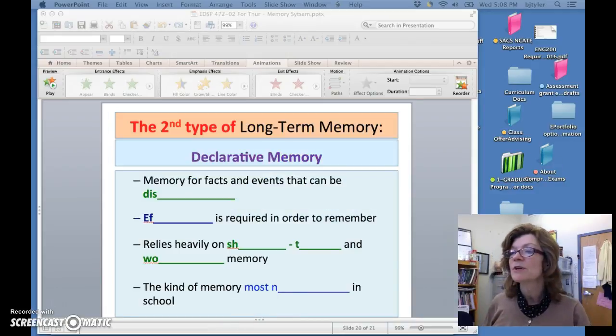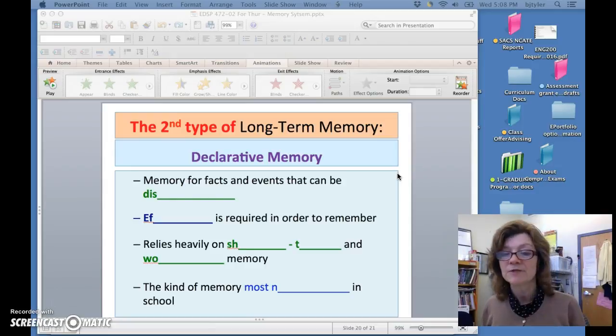The second type of long-term memory is declarative memory. Now these, we're talking about memory for facts and events that can be discussed. Declarative memory, you can see the word declare in there. So this is memory for facts and events that can be discussed. Effort is required in order to remember this kind of information. We actually have to try. It's not like an automatic response.